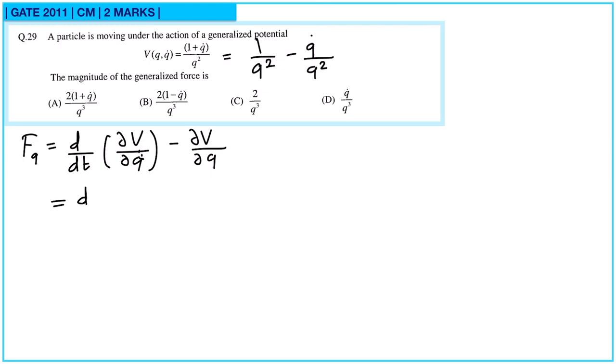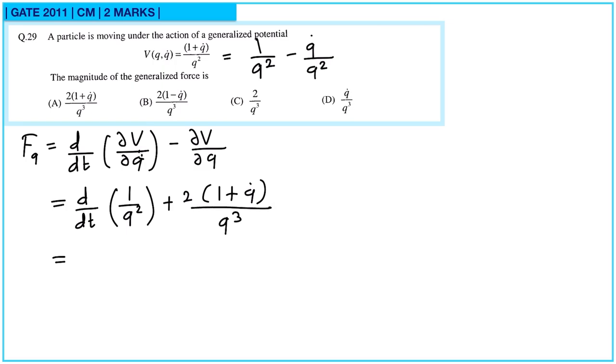Now d by dt of dou V by dou q dot. So here we have 1 by q square, so this will be equal to 1 by q square only, minus dou V by dou q. So here we have 1 upon q square, so the derivative will be minus of 2, minus of 2, this will be plus (1 plus q dot) upon q cube.